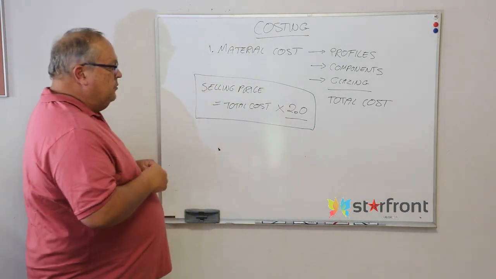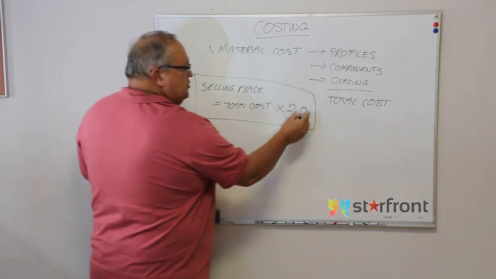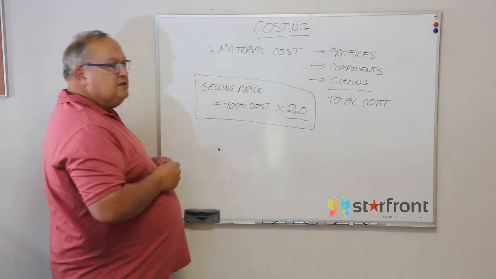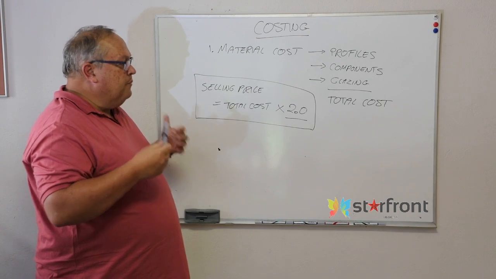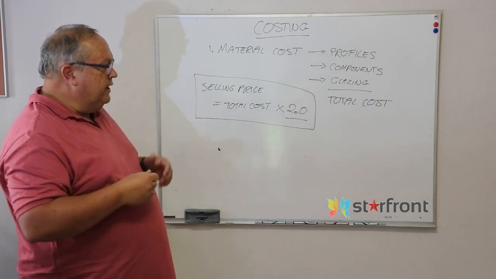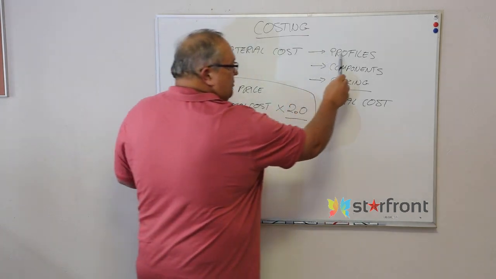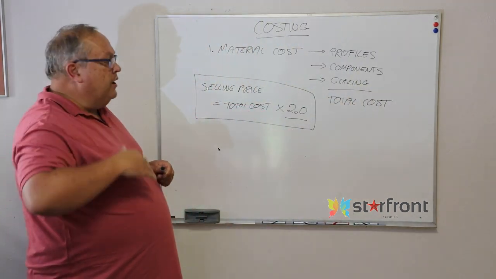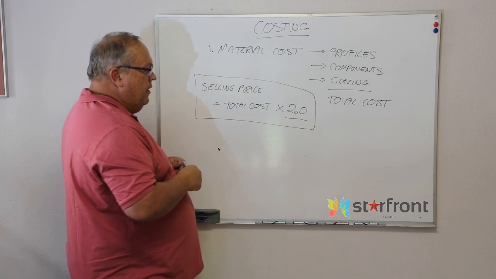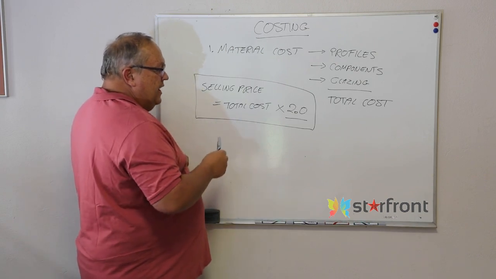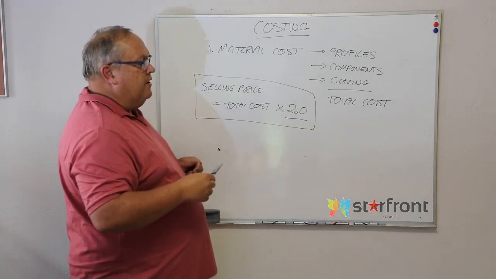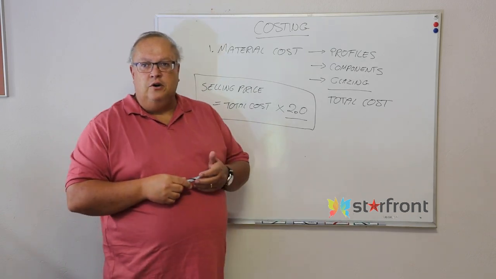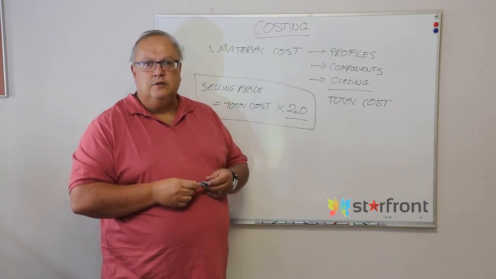In other words, what is the purpose of this factor 2? This factor 2 is to say I'm going to take the known entities, which is what my profiles, my components and my glazing are costing me, and I'm going to add a markup, and that markup must cover my manufacturing costs and my installation costs.